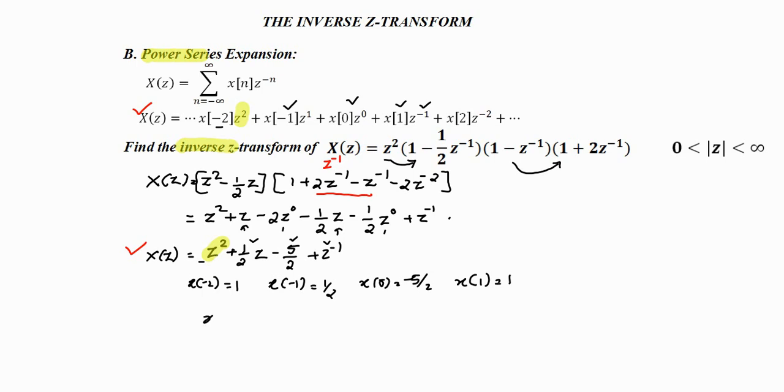So I can write this x of n like this: 1, 1 by 2, minus 5 by 2, 1, and you can see that the 0 corresponds to minus 5 by 2, so I can indicate it like this. So this is the method known as power series expansion.